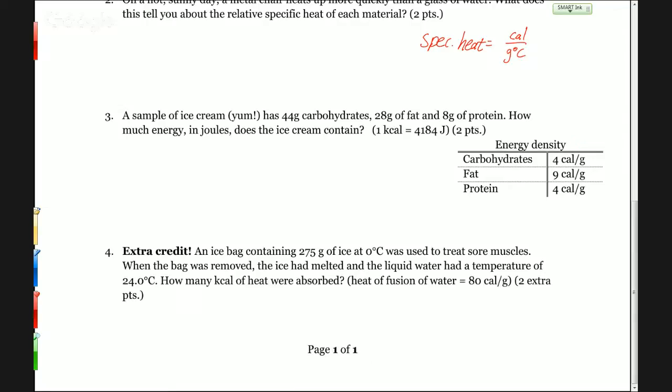All right, then we got some ice cream. So this should have been kcals, but I'll just grade it however you did it. It's fine. So this is like what we did in the lab, where you had to get the amounts off this food. So we got some delicious ice cream with 44 grams of carbohydrates, 28 grams of fat, and 8 grams of protein. So probably a fairly significant amount of ice cream, like a decent sized bowl.